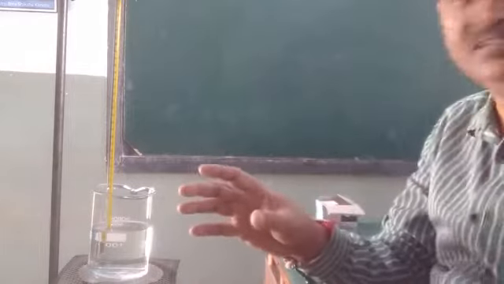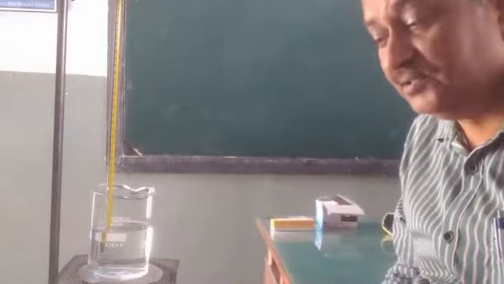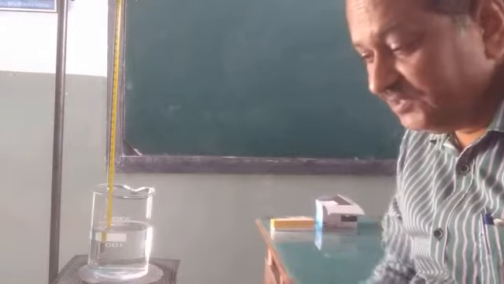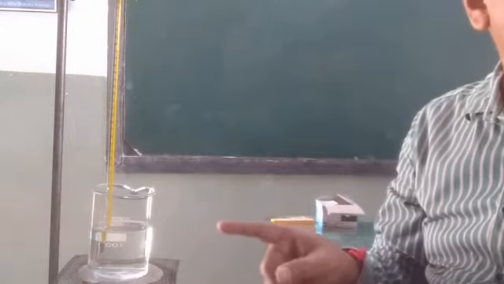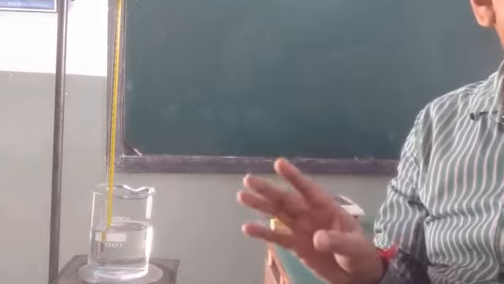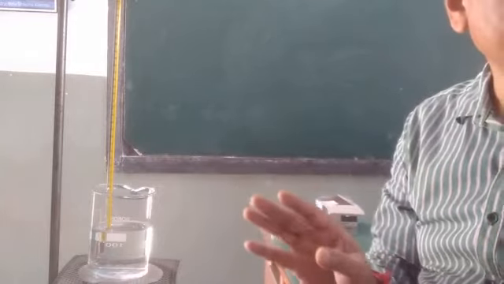So this is wire gauze. Why do we use wire gauze? Because wire gauze acts as a regulator of heat. If we heat the beaker directly, what will happen? Beaker may crack.